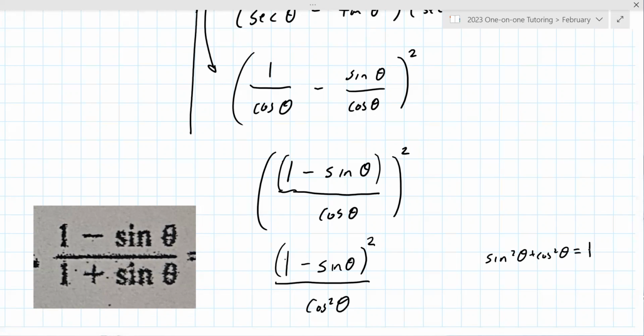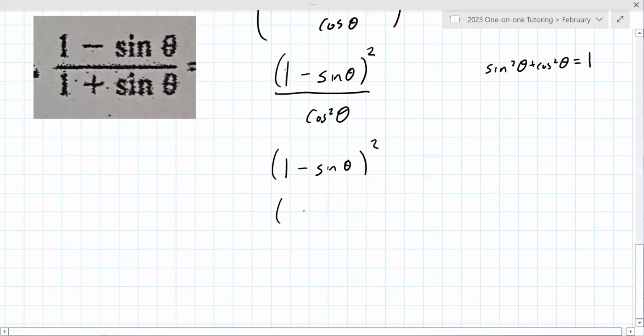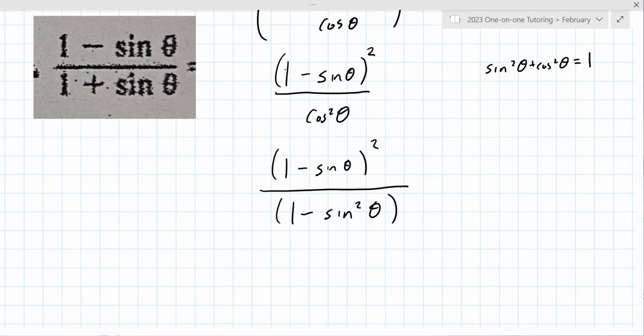So would it equal 1 minus sine squared? Yes. So we have 1 minus sine theta squared up top. On the bottom, you have 1 minus sine squared theta like this. Okay. You're really close, believe it or not. I know it may not seem like it, but you're really close here.